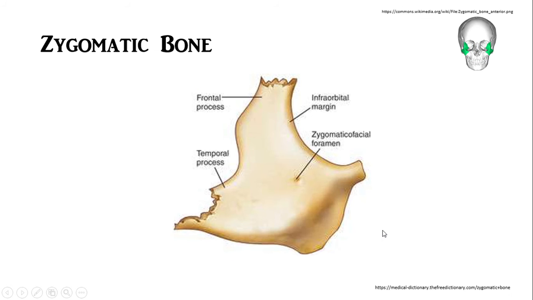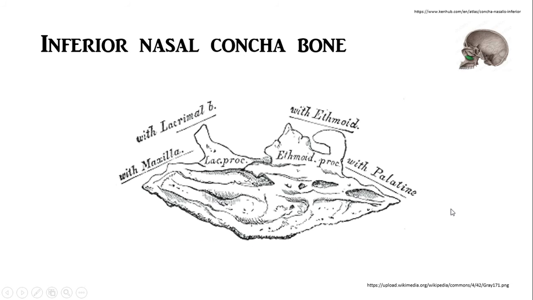Next we have the zygomatic bone, and again those are the cheek-like features of the skull. So we have the frontal process here, the infraorbital margin, the zygomaticofacial foramen, and then the temporal process there.